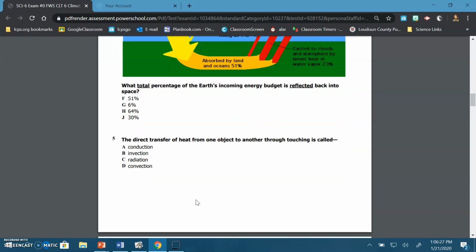Number 5, the direct transfer of heat from one object to another through touching is called A, convection, B, invection, C, radiation, or D, convection.